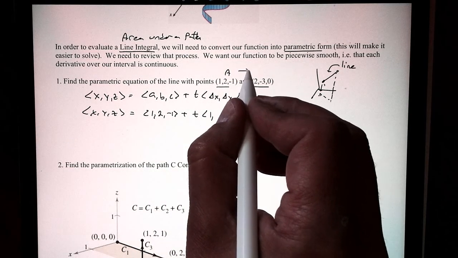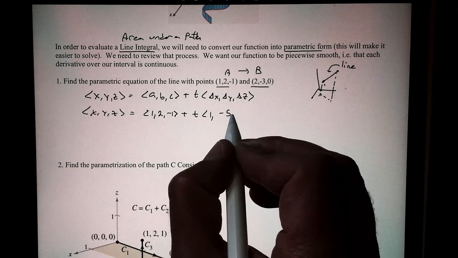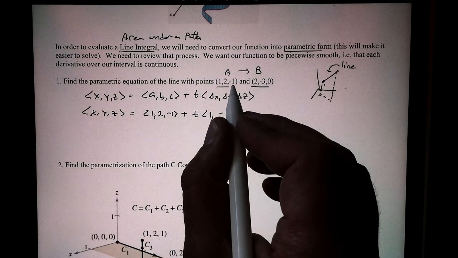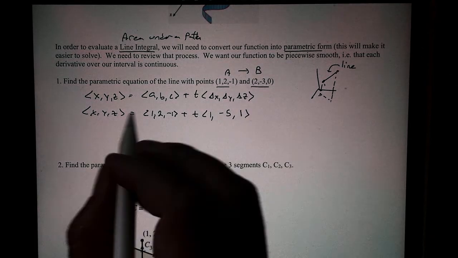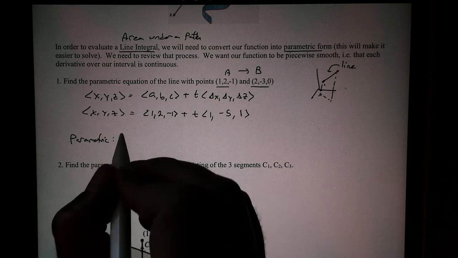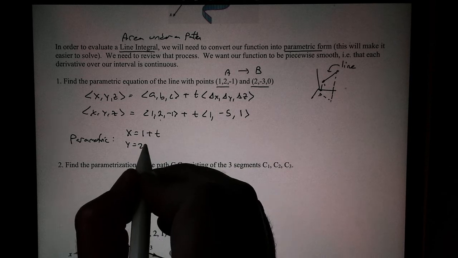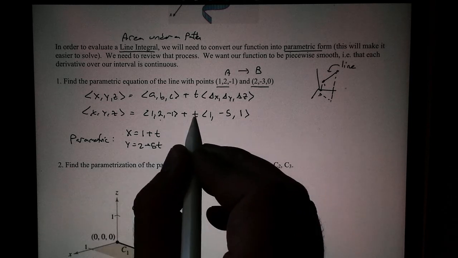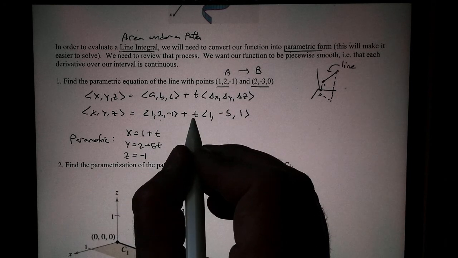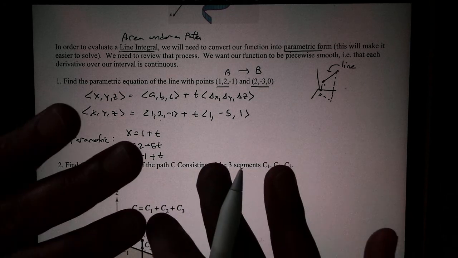My x's are increasing by 1, so my change in x is 1. If I start at A and I go to B, that's basically what we're doing. If I go from 2 to negative 3, we're decreasing by 5 for my y values, and for my z values I'm going from negative 1 to 0, so we're increasing by 1. From here, I can write my parametric equations. x is going to be 1 plus t, y would be 2 minus 5t, and z is going to be negative 1 plus t. Just match up the like parts, that's all we're doing. So there are my parametric equations for this line.